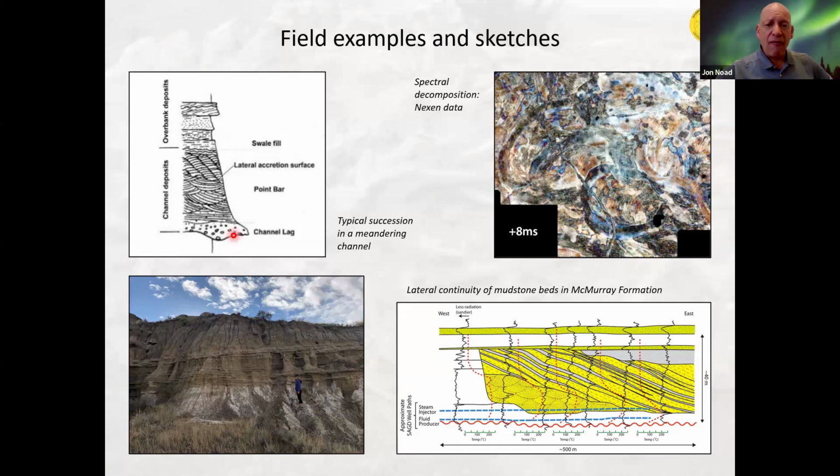And then over here, we have an example of what your succession should look like. We have channel lag at the bottom, trough cross beds, and then passing up into point bar deposits towards the top. And this picture here with my friend Krista for scale is from Dinosaur Provincial Park, and it's just showing one of these sets of lateral accretion surfaces sitting in here, dipping down towards the left-hand side. So that will be the direction that the river was migrating.